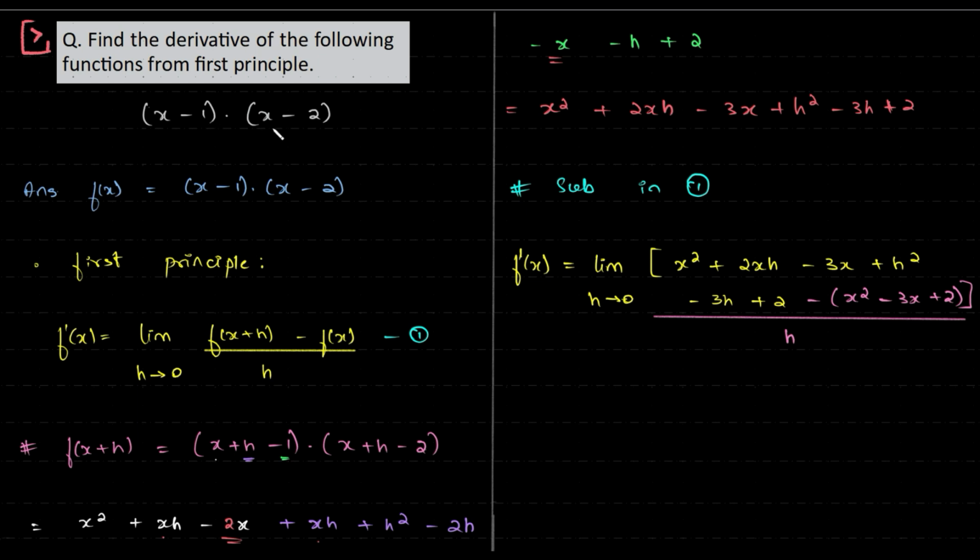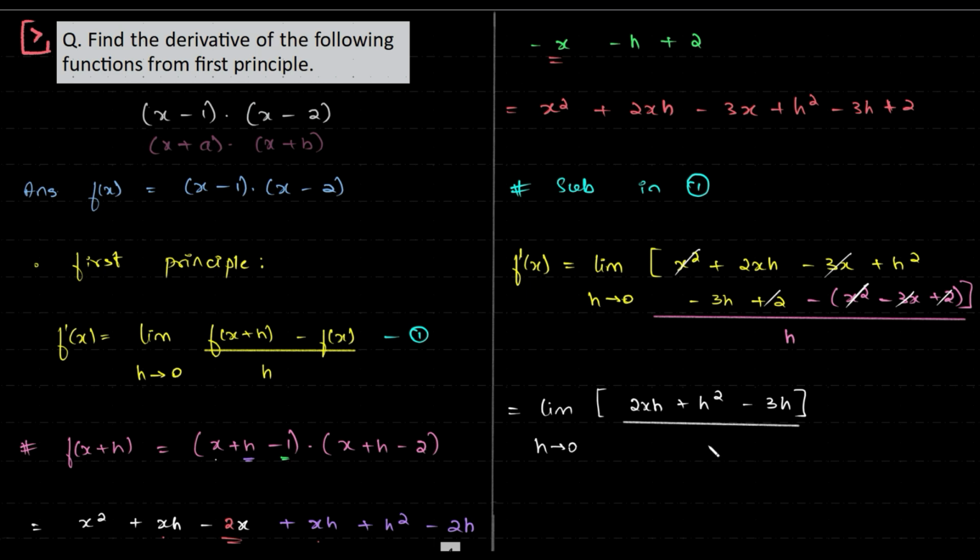So we have (x − a)(x − b). We have that formula, x² + ..., actually a formula something like (x + a)(x + b), if you guys remember. If not, then you can expand it and get it. Anyways, further simplification would look like limit h tending towards 0. I can directly cancel this and this without opening the brackets, this and this too, and plus 2 and plus 2. We can skip a step, leaving 2xh + h² − 3h, and this entire thing divided by h.